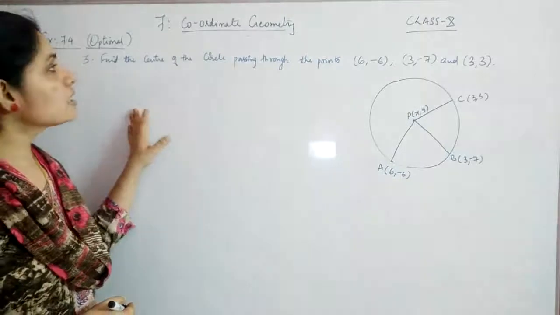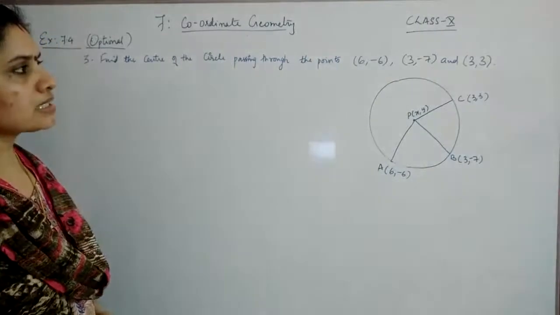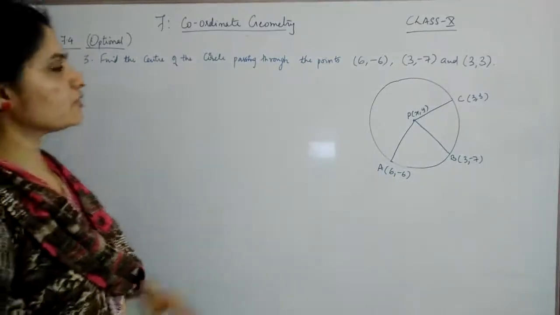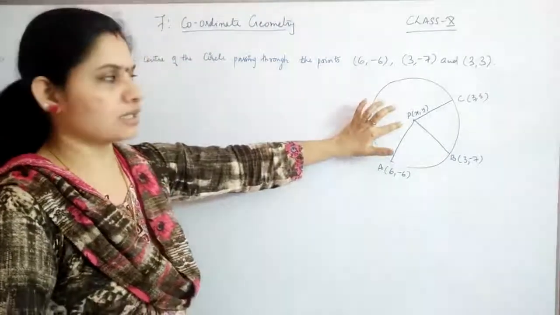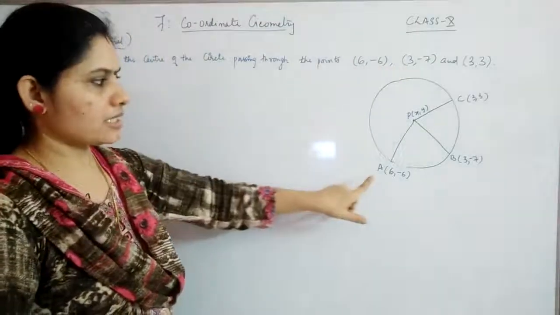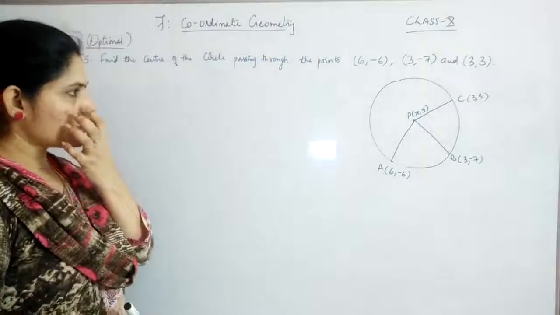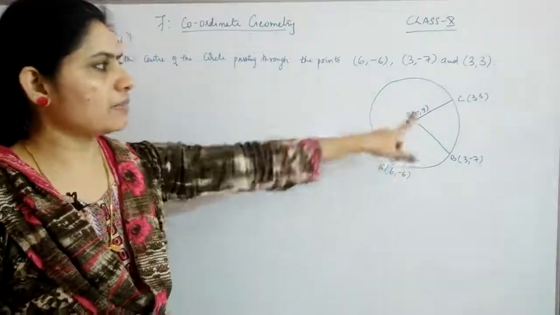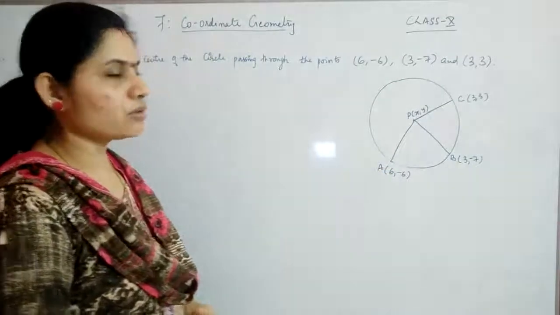Question number 3 is find the center of the circle passing through the points (6, -6), (3, -7) and (3, 3). So you have been given 3 points on the circle and you have to find out the center of the circle. Let the center of the circle be taken as P(x, y), and the 3 points be taken as A, B, C respectively. The concept which you will use is that PA, PB, PC are all radii of the circle. So you will have PA equal to PB equal to PC.